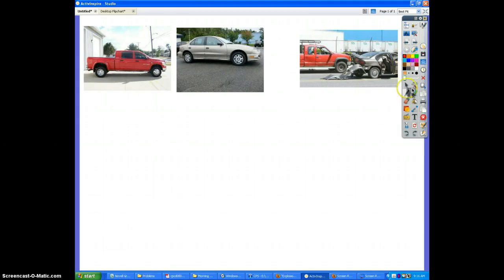You'll see the first car here is a truck, and the truck is moving in this direction. And the car is also moving in this direction, but they have different speeds. When they collide, you'll notice that the two cars come together and they continue moving forward at a certain speed.